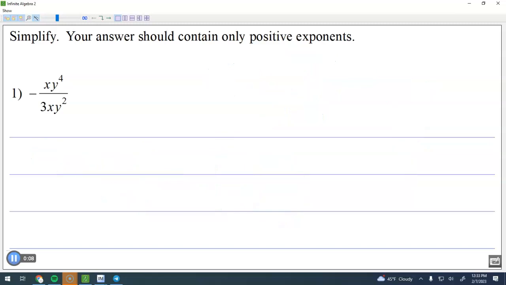Try number 1. Well, I'll do one with you. What number is really right there? 1. So the number out front is really like a negative 1/3. So you just write that. You can't reduce that, right? So you just leave that like it is.